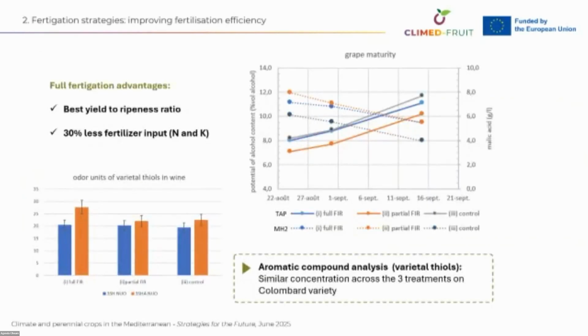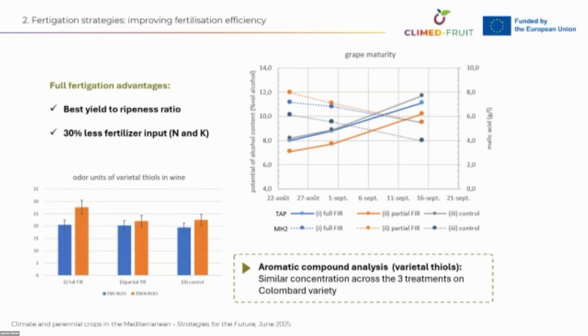An advantage of the full fertigation strategy that should be emphasized is that it showed the best yield to ripeness ratio. As we can see on the graph, where the blue curve is the one of the full fertigation strategy, the potential alcohol content is really close to the one from the control, while reducing fertilizer input by 30%.